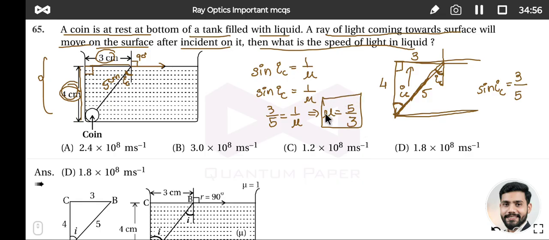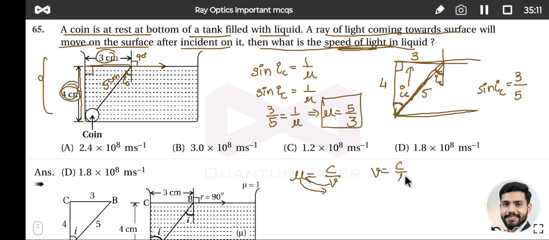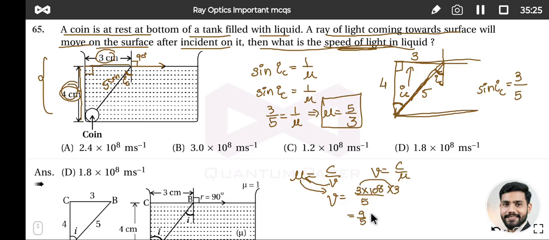Now we have to find the speed of light in this liquid medium. The formula we have is mu is equal to c upon v. We have to find this v, so we take v here and mu here. So v is equal to c upon mu. v is equal to c, which is 3 into 10 raised to 8, upon mu, which is 5 upon 3. So the 3 will go in the numerator. 3 3s are 9. So 9 upon 5 multiplied by 10 raised to 8.